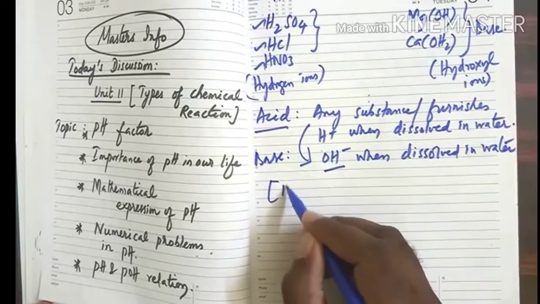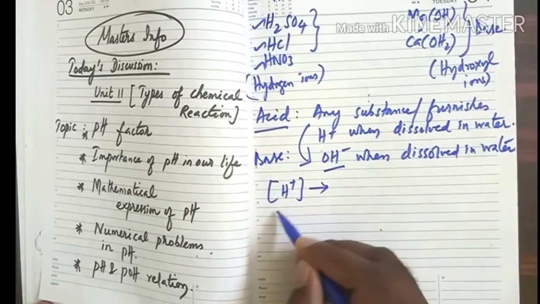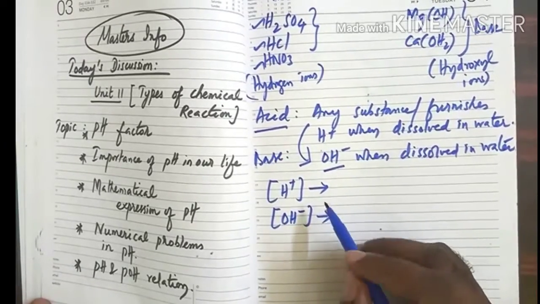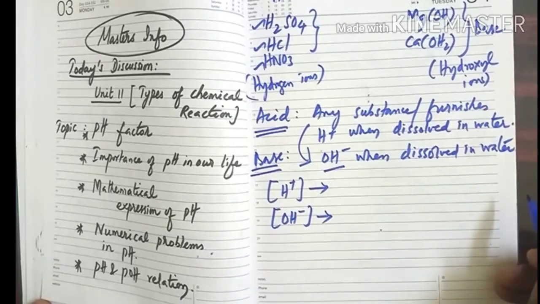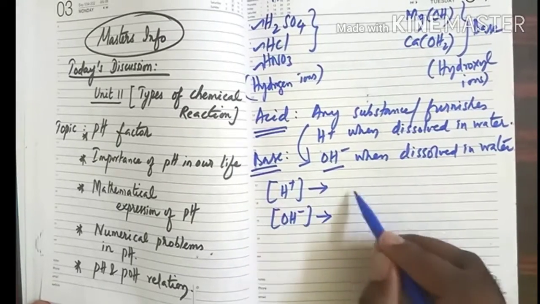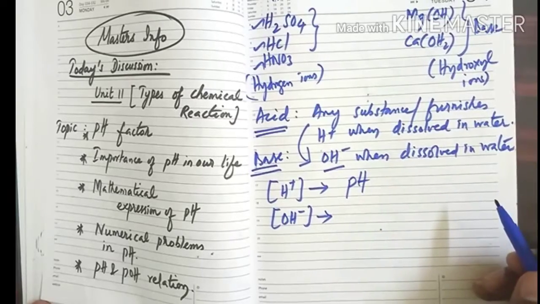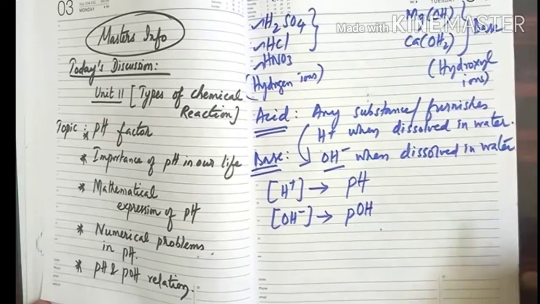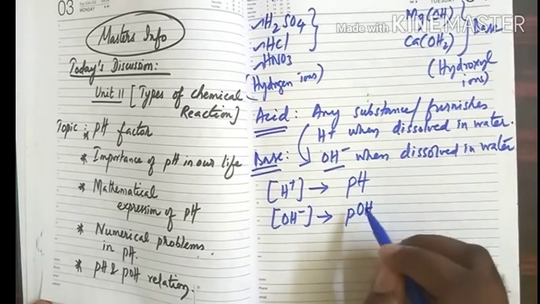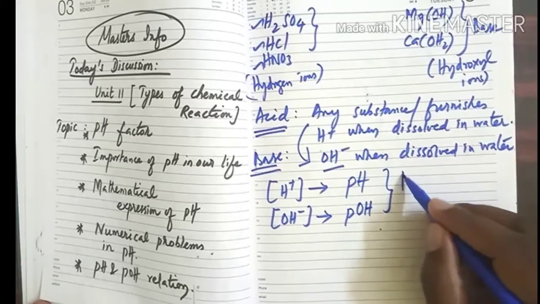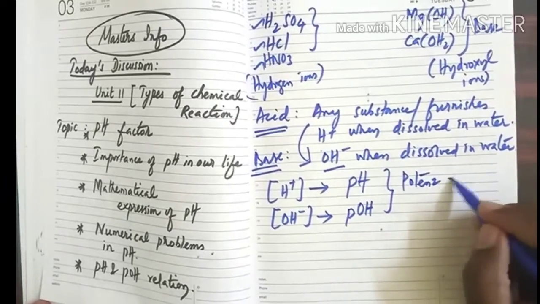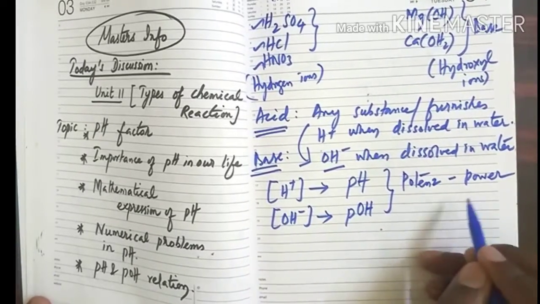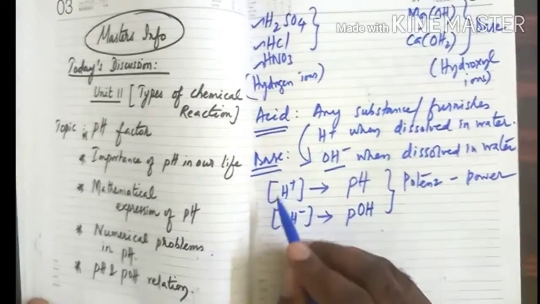How can I write it? I can write H plus ion concentration and OH minus ion concentration. These are the factors which describe whether the given substance is an acid or base. The hydrogen ion concentration is referred to with a term called pH, and the hydroxyl ion concentration is referred to by a factor called pOH. What are this P and H? In German, P refers to potence, which means power. So it is the power of hydrogen ion concentration and the power of hydroxyl ion concentration, referring to acid and base.